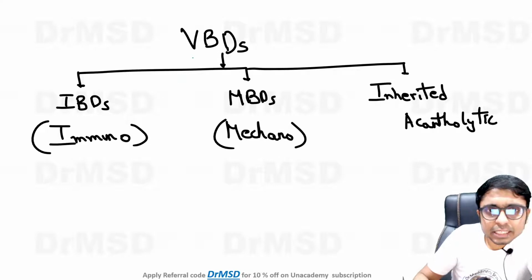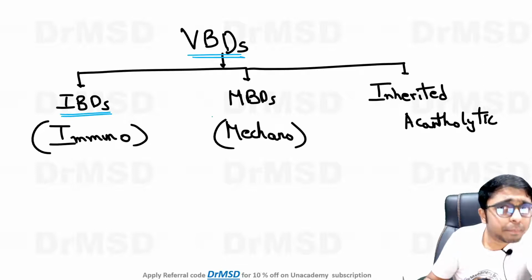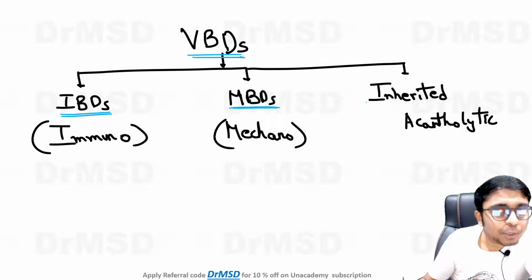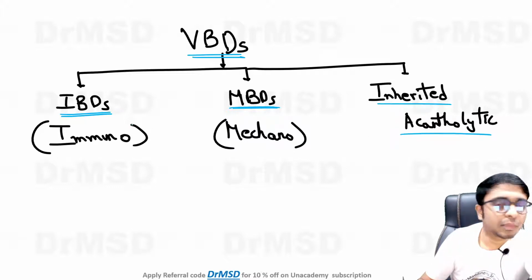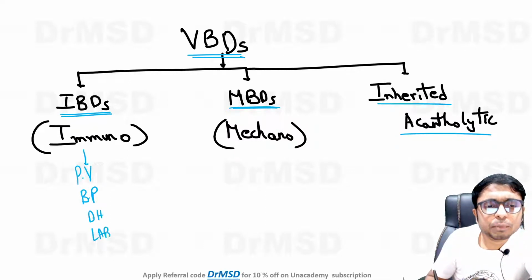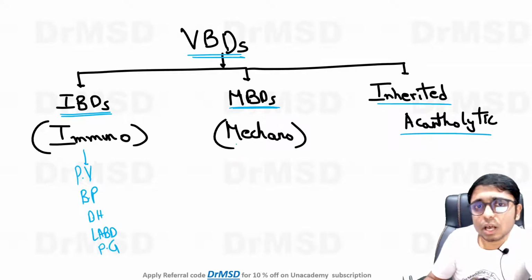As you can see, VBD stands for vesiculobullous disorders, and they are divided into immunobullous disorders, where I stands for immuno, MBDs, that is mechanobullous disorders, and finally inherited acantholytic disorders. In the immunobullous disorders, we have various examples, for example, pemphigus vulgaris, bullous pemphigoid, dermatitis herpetiformis, linear IgA bullous disease, and pemphigoid gestationalis. These are the important ones which you must remember.